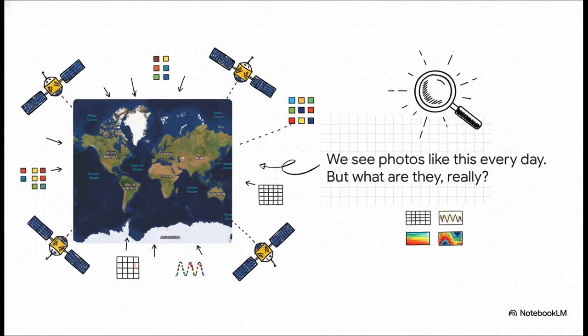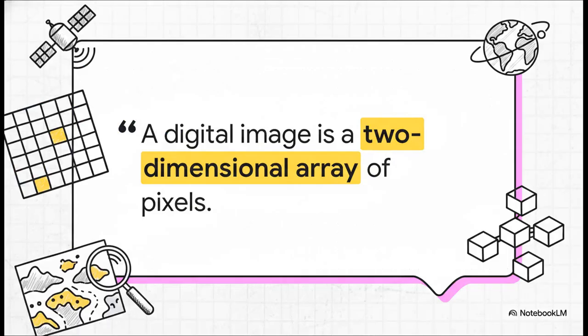We see these incredible satellite images of Earth all the time, right? They're breathtaking, they're packed with detail, but they are so much more than just pictures. They're actually incredibly rich data sets. So what is an image like this truly made of? Well, science gives us a beautifully simple place to start: a two-dimensional array of pixels.